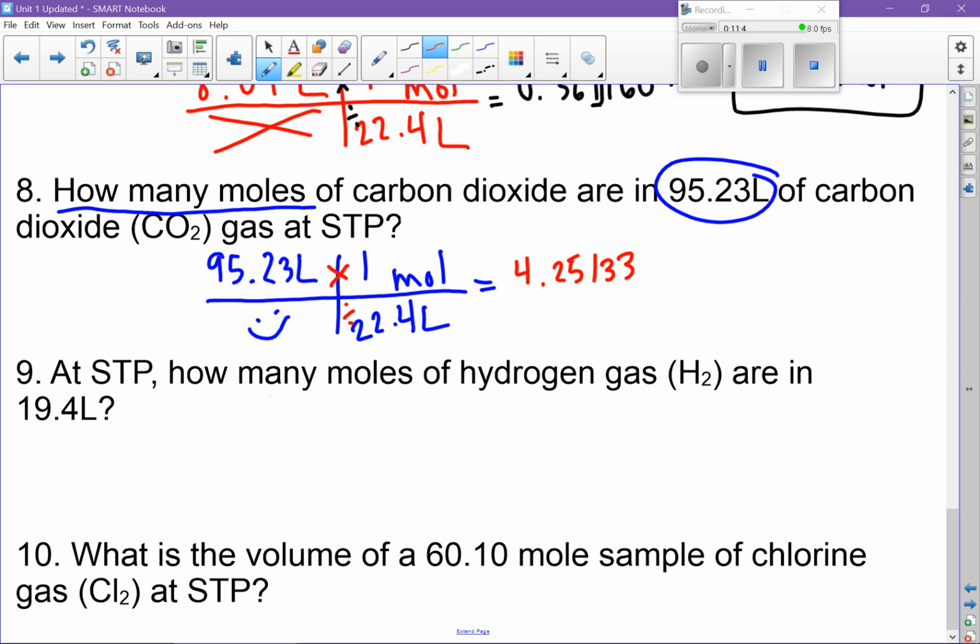4.25133 something. We're going to round at the thousandths location, which is here. The 3 after it means we're not going to round up, it's going to stay. Comes 4.251, and we need a unit. We were solving for moles. That's what goes on our answer.